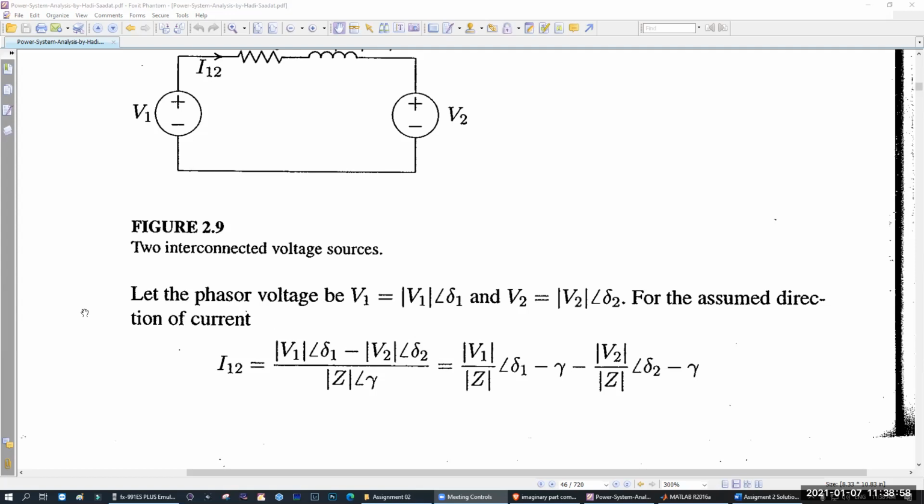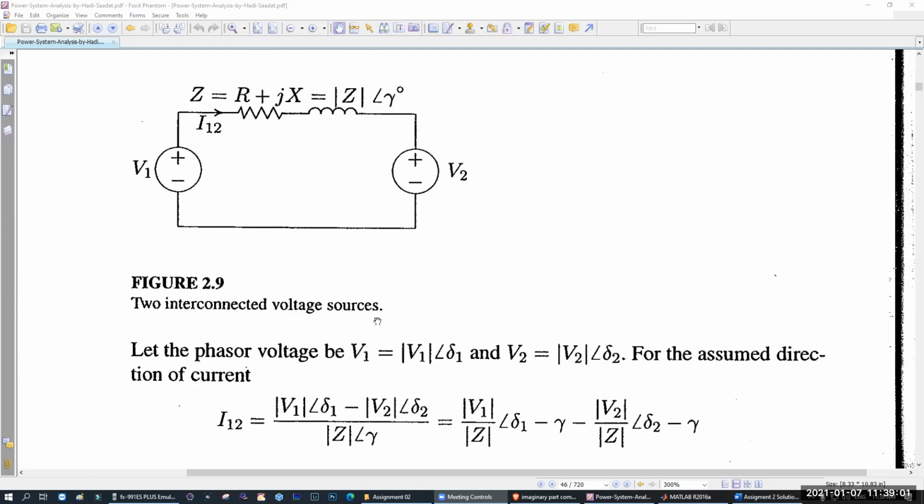So here, let the phasor voltage V1 be equal to what? Obviously, V1 magnitude, angle delta 1. Always remember, they are not represented in rectangular form. They are represented in polar form. And the angle is always called delta. You can call it theta, no problem, but normally it is called delta. So V1, delta 1. Next one, V2, delta 2. V2 is the magnitude, delta 2 is the angle.